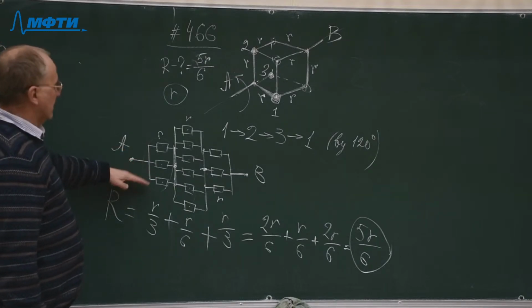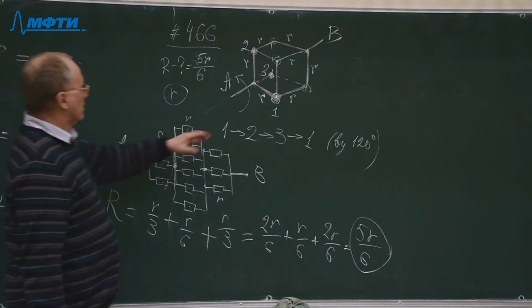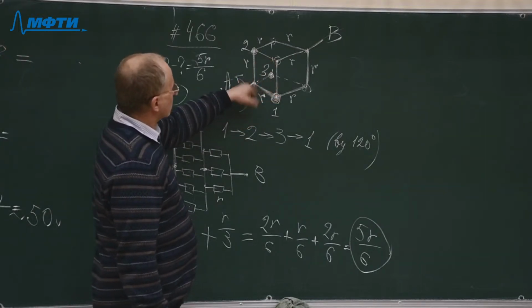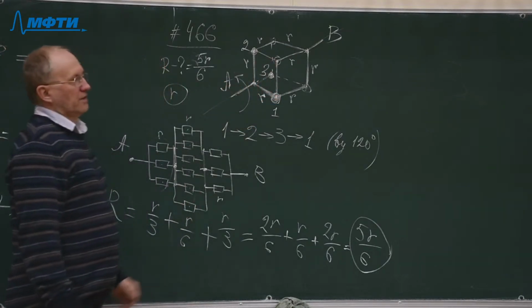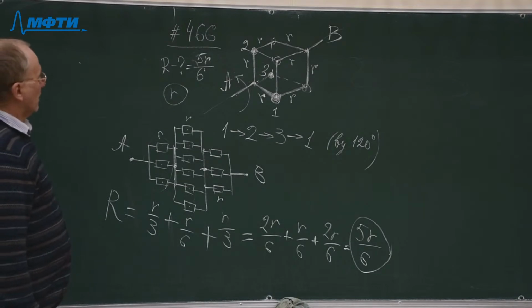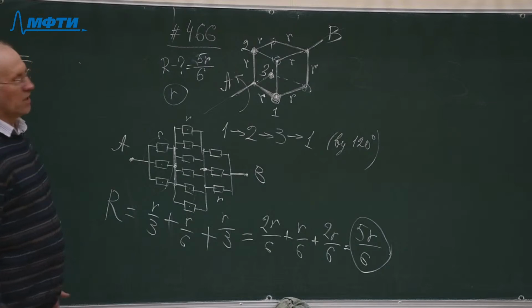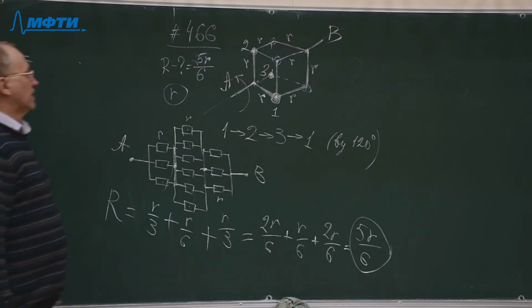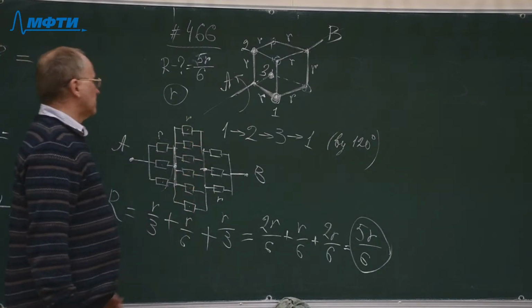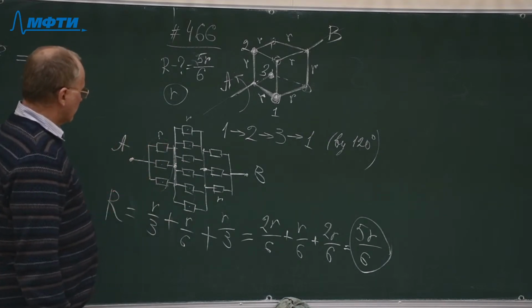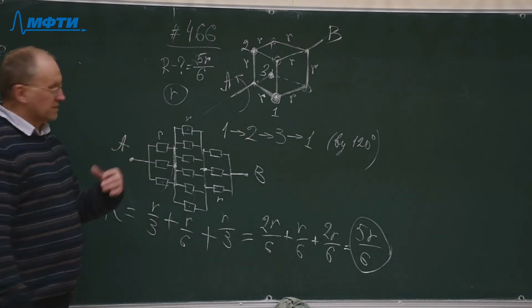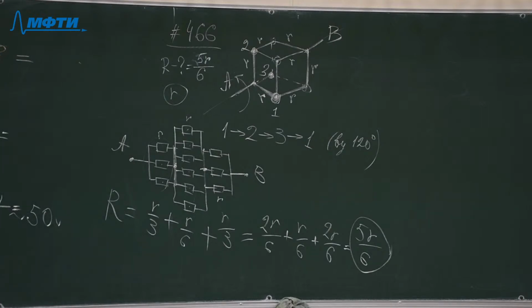And why is it possible? Because the original scheme has some symmetry. And due to this symmetry, which turns out to be very important, the considerations of symmetry are always very important in physics. And in this simple situation, the symmetry allows one to easily calculate the resistance of this figure.